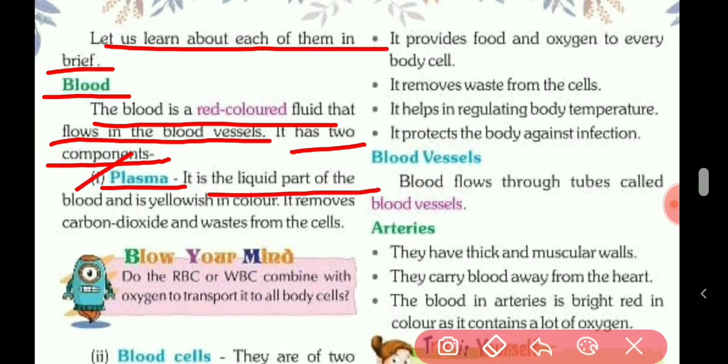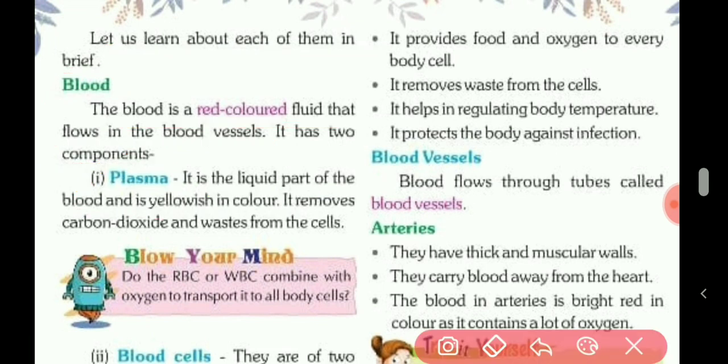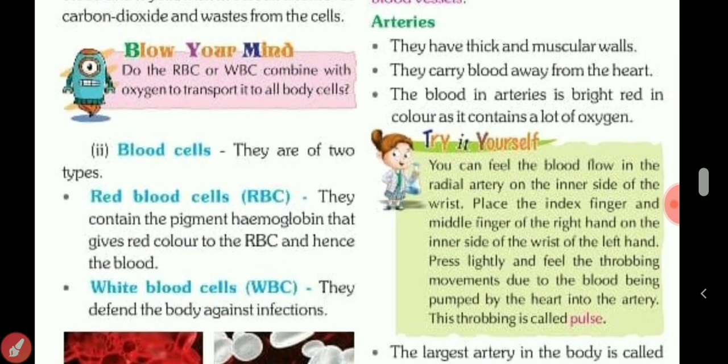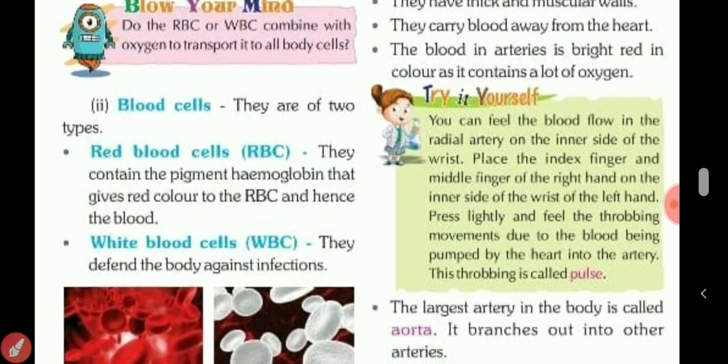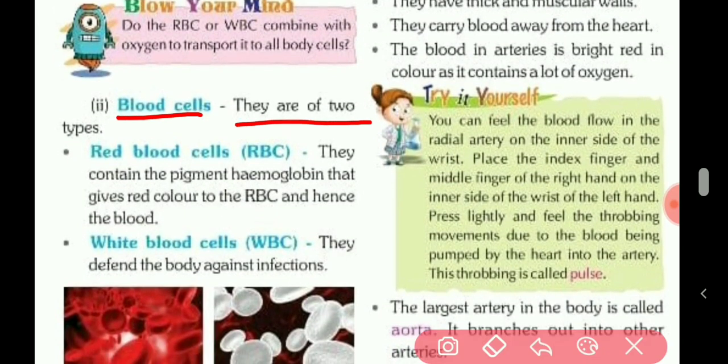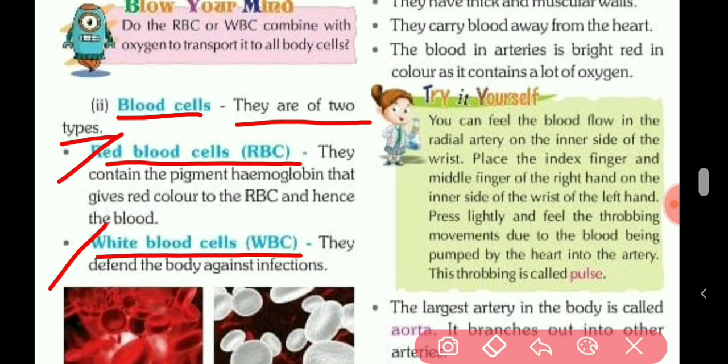It is the liquid part of the blood and is yellowish in color. So what is the function of plasma? It removes carbon dioxide and waste from the cells. Let us move towards second component of the blood, which is blood cells. Now blood cells are of two types. First one is red blood cells and the second one is white blood cells.